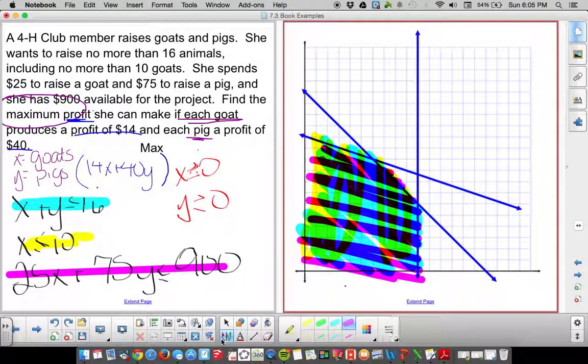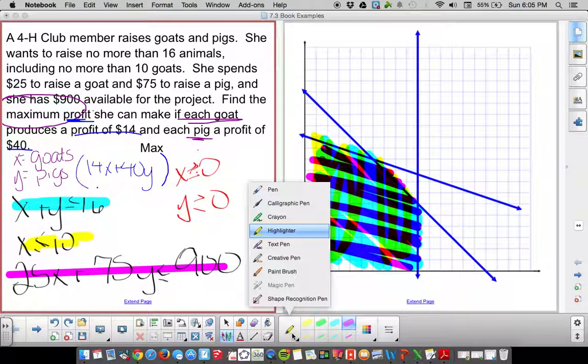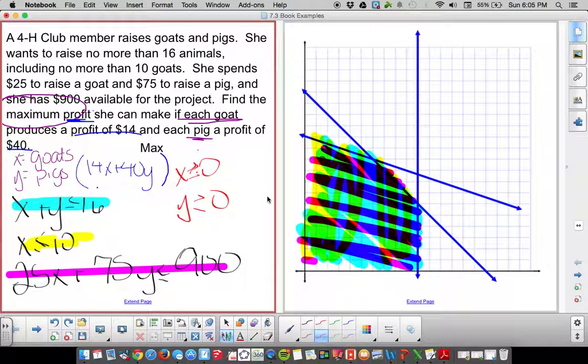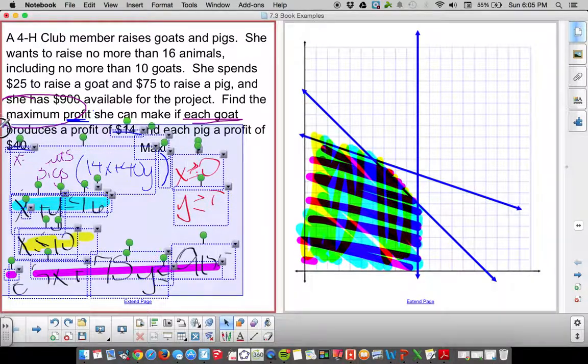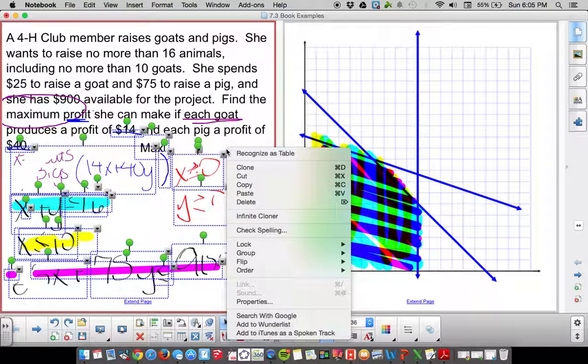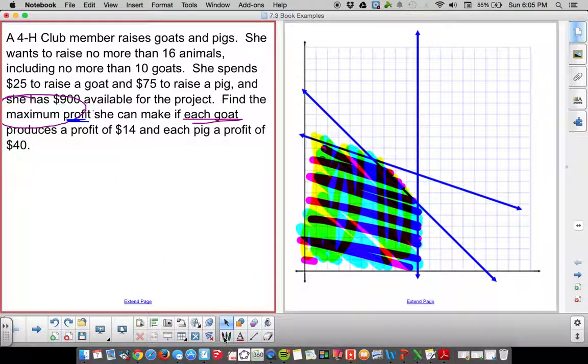And I see here my feasible region is contained in kind of this pentagonal shape here. Now from this, what I need to do is find my corners. To do that, I'm going to go ahead and delete this so that I can work a little bit. So I need to find my corners. My corners are just the vertices of my feasible region.